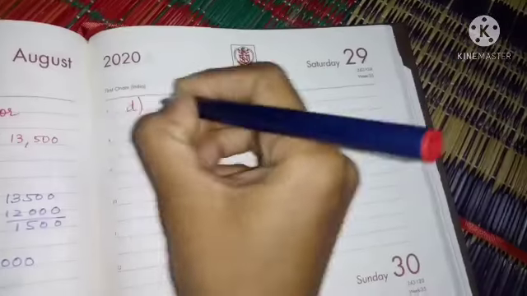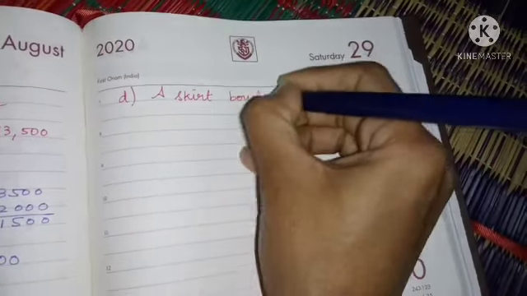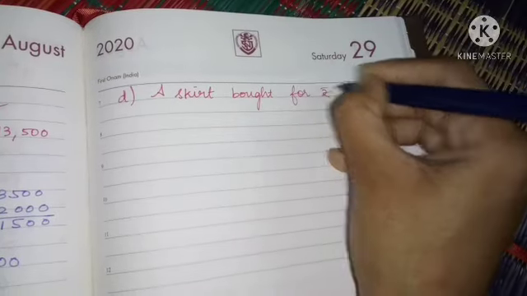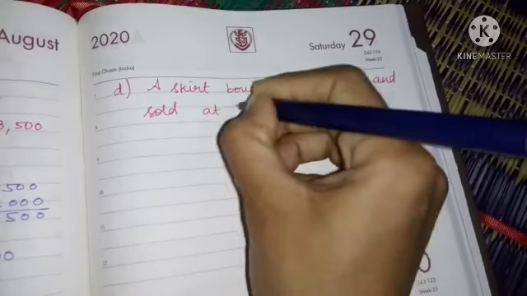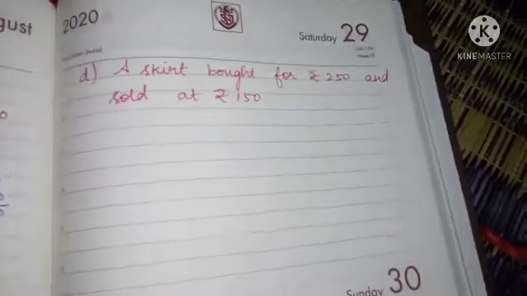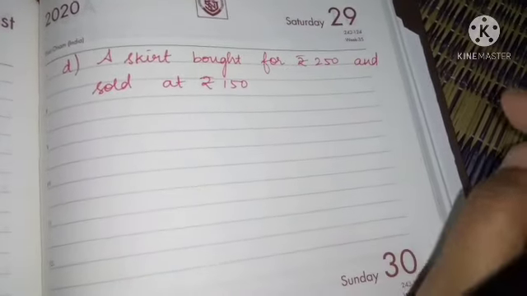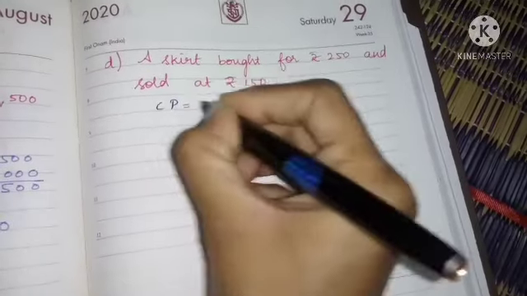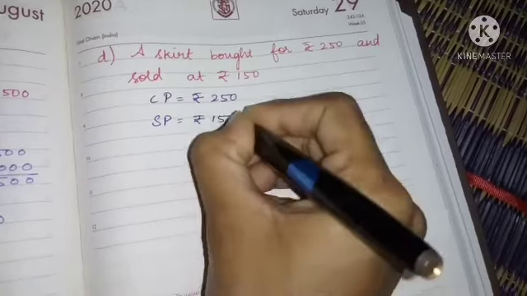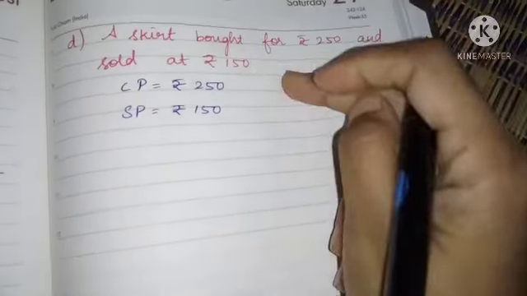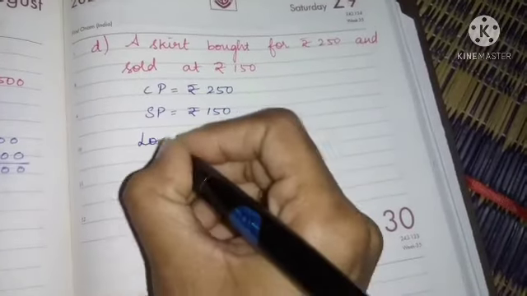Now we will deal with the D problem. A skirt bought for rupees 250 and sold at rupees 150. So what is the cost price? It's rupees 250. Selling price is rupees 150. Here the cost price is greater than the selling price. So what will you face? You will face a loss.